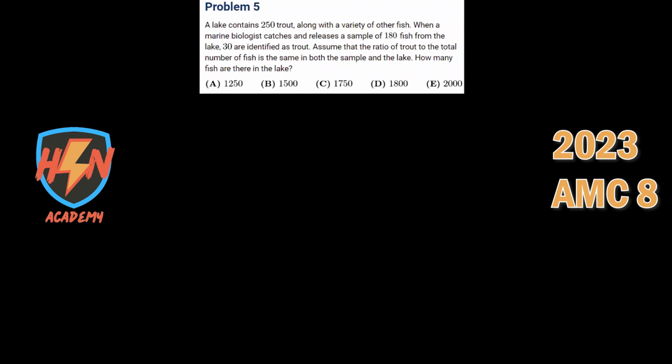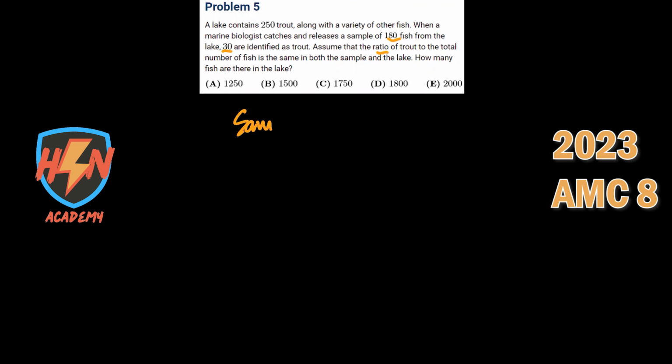Okay, so in this problem, there are 250 trout in a lake, and a biologist catches a sample of 180 fish. And out of those 180, 30 are trout. Now they're saying, this is the important thing, that the ratio of trout to the total is the same in both sample and the lake. So let's write down those ratios.